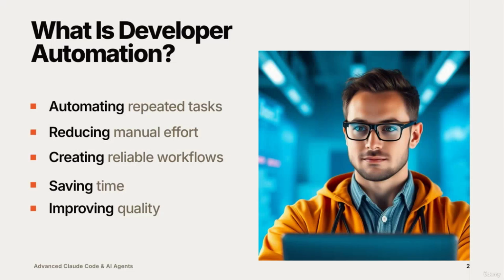Developer automation is all about streamlining and simplifying the tasks that developers routinely perform. At its core, it involves automating repeated tasks, which means that instead of doing the same manual steps over and over again, the process handles them automatically. This not only reduces manual effort, but also helps create workflows that are consistent and reliable every time they run. By automating these steps, developers can save a significant amount of time, allowing them to focus on more complex and creative aspects of their work. Additionally, automation improves the overall quality of the software by minimizing human errors.